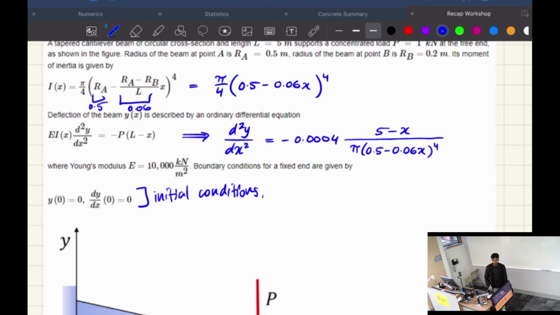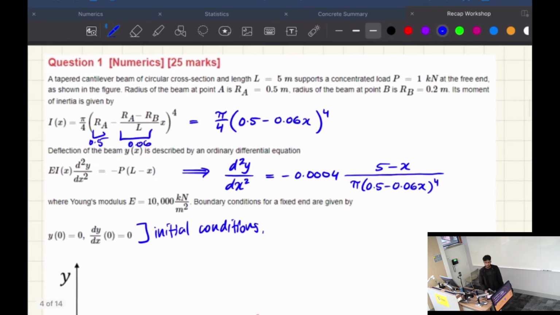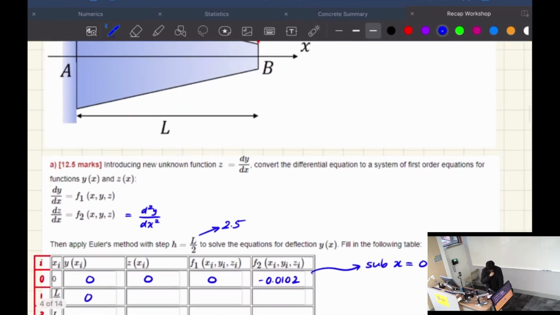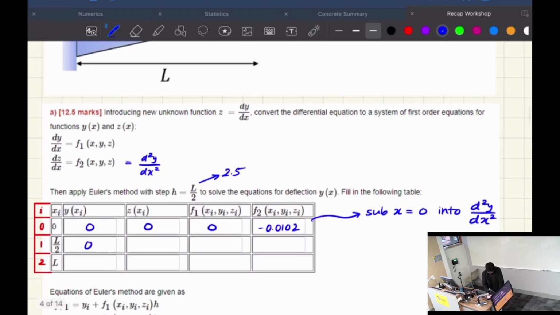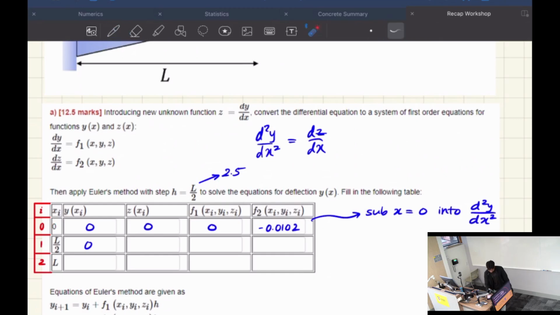Initial conditions. Cool. And then the first question they've asked us to find, they've introduced z equals dy on dx. Because z is equal to dy on dx, we can say that d squared y on dx squared is equal to dz on dx. True? Yeah, true, right? You're just differentiating both sides with respect to x.